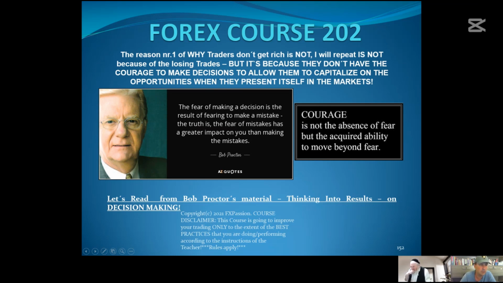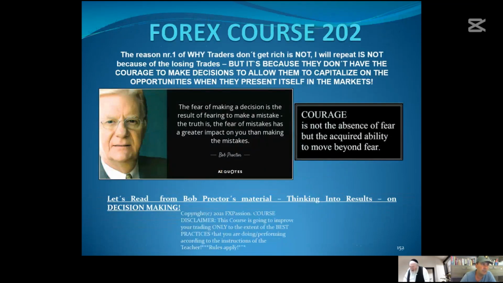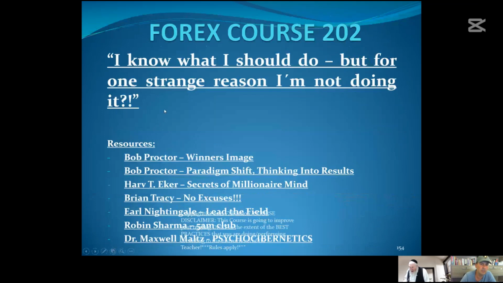Not sure if I have this one here. Make a plan. So moving forward, we have the tools. Why? Because we are talking about courage here. And again, you can learn how to be courageous. And here we have our homeostasis quote: I know what I should do, but for one strange reason, I'm not doing it. And we have just a few resources: Bob Proctor, Winner's Image, Bob Proctor, Paradigm Shift, Thinking into Result, Harv Eker, Secrets of Millionaire Mind, Brian Tracy, No Excuses, and so on, and so on, and so on.